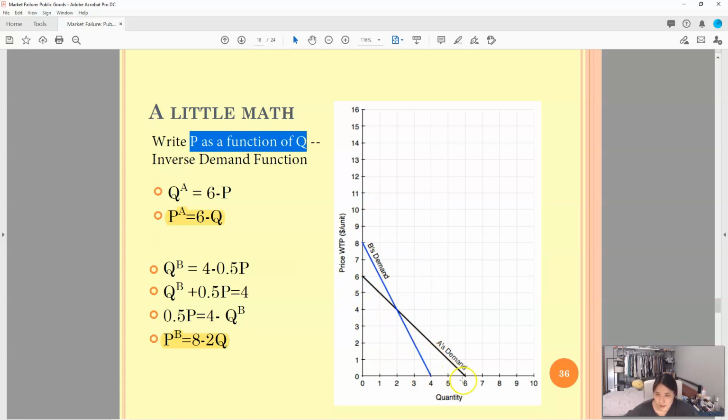So the black line is A's demand curve. When the price is equal to 6, the quantity is equal to 0. For B, when the price is equal to 8, the corresponding quantity is equal to 0, right?